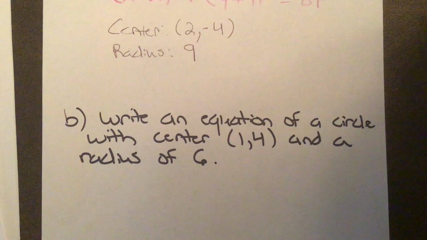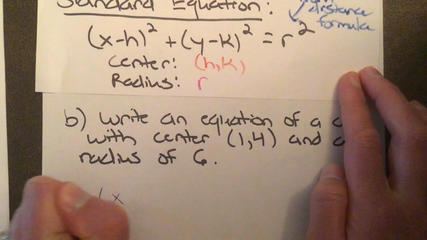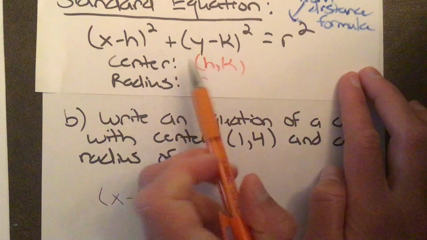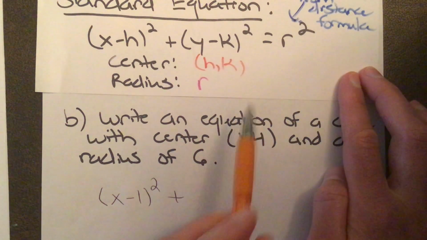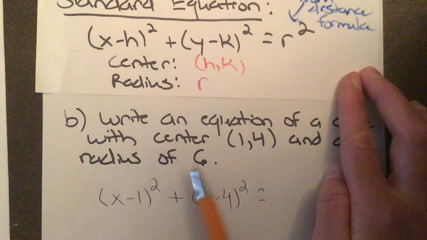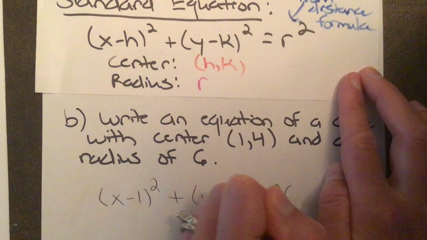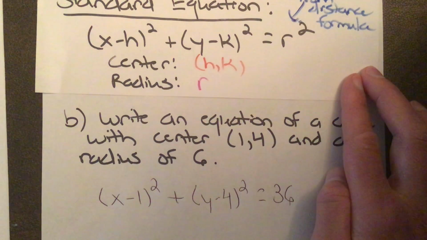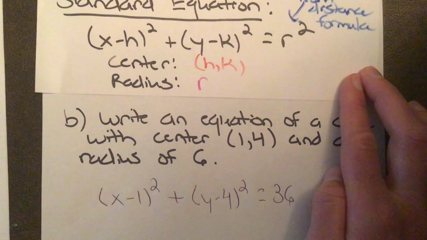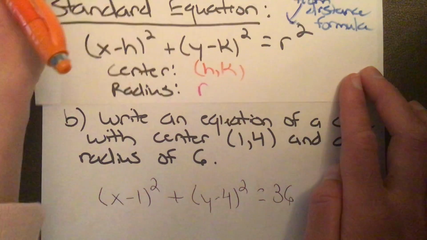Okay, what if we're working backwards? What if we want to write the equation if we have a center and a radius? Again, we're going to reference our equation. My center is (1, 4), so that's going to be (x minus 1) squared. And my y value, my k, is 4, so plus (y minus 4) squared. And then we always know it equals the radius squared. Since my radius is 6, this is going to equal 36. So that's the basic idea of how the equation works, which you may remember a little bit of from geometry.